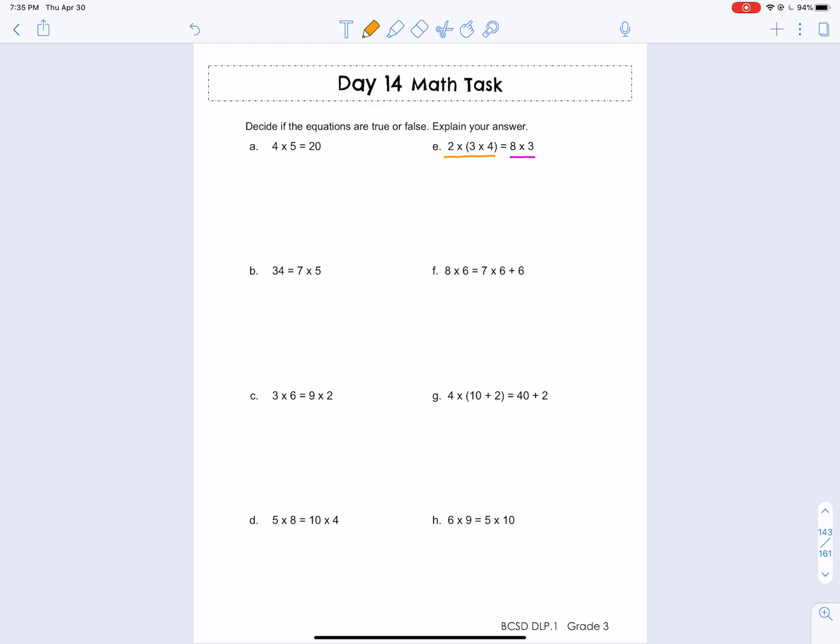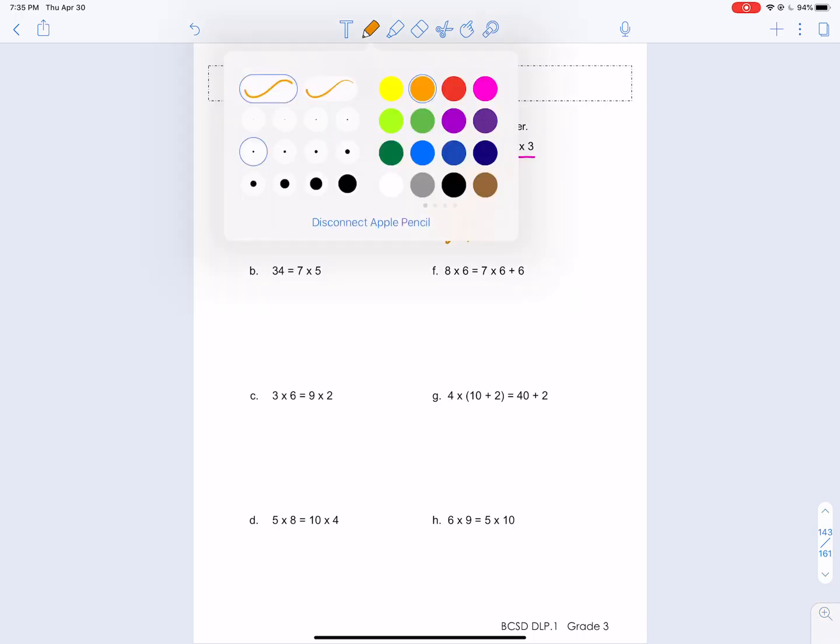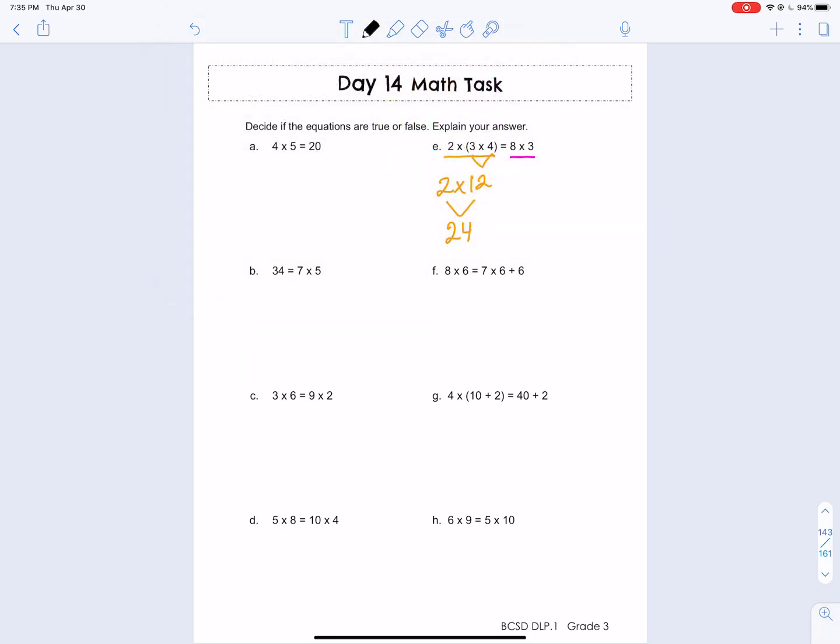Okay, for E, I see that 3 times 4 is in parentheses. So I have to do that part first. 3 times 4 is 12, okay? And I'm going to bring down that times 2. Now 2 times 12 is 24. Now let's see if the pink side of my equal sign ends up being 24.